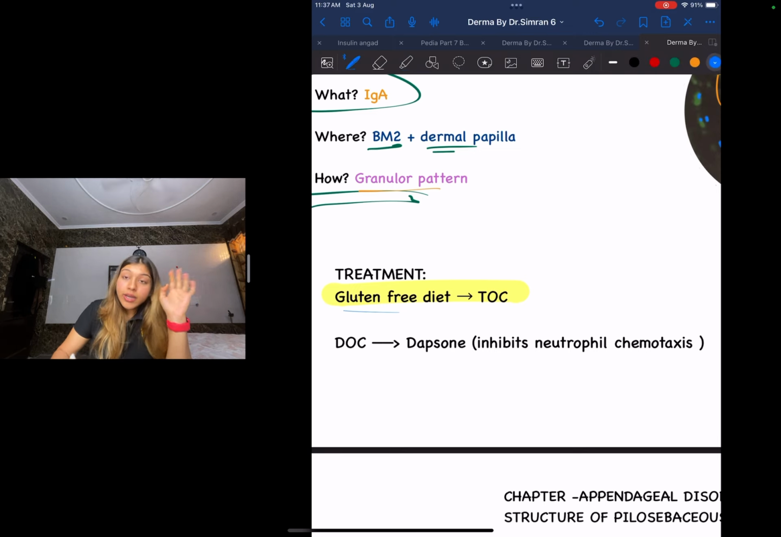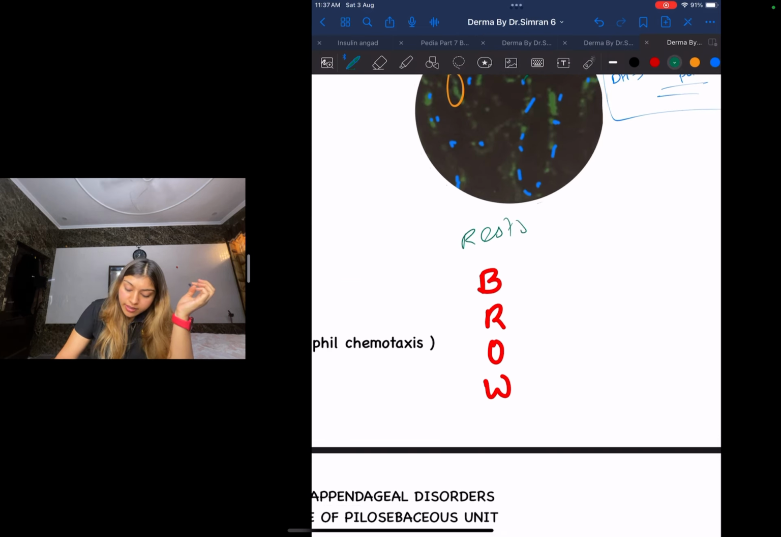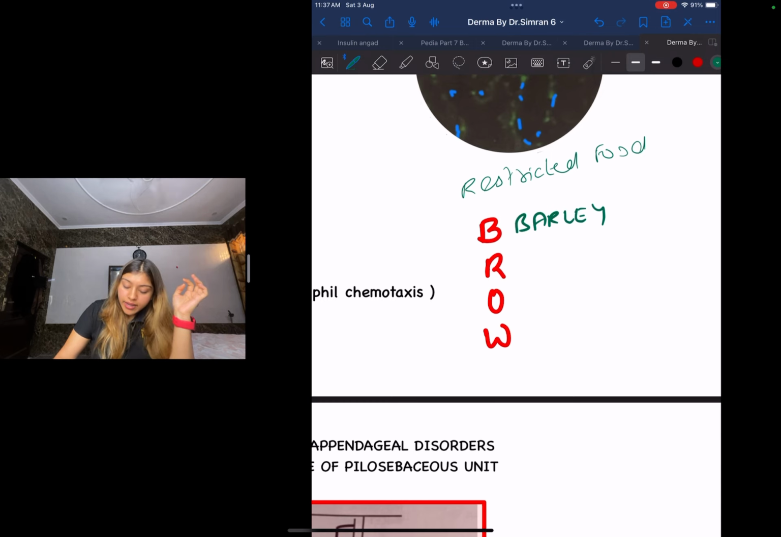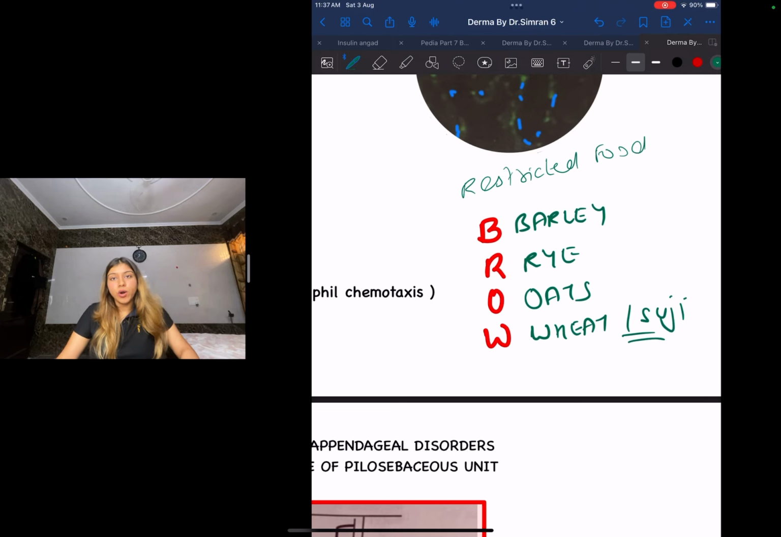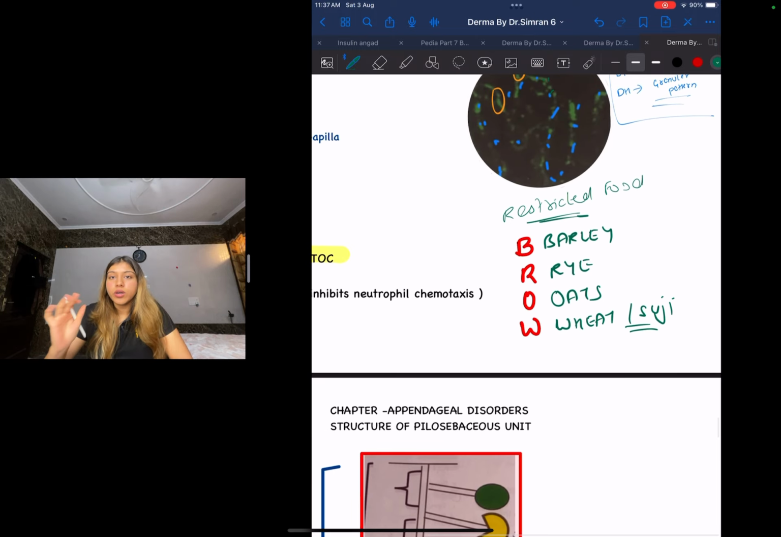Okay, and under a gluten-free diet, what are the foods that are restricted? The restricted foods are going to be BROW. So what are you going to know about BROW? B is for barley. R is going to be rye. O is going to be oats, W is going to be wheat or suji. Because in one exam they gave suji. So you can remember BROW or BROWS. Anything, but just remember these are restricted. Do not give them, okay?